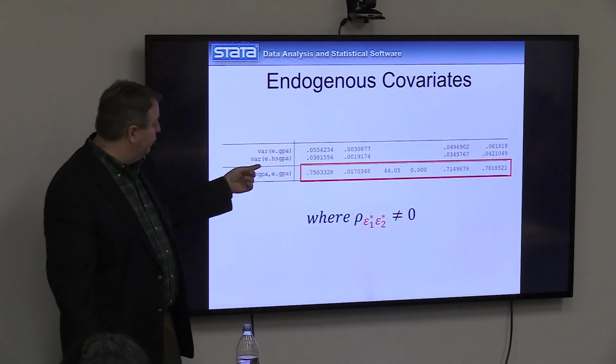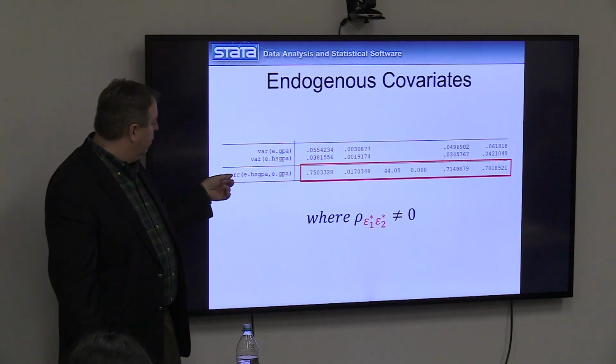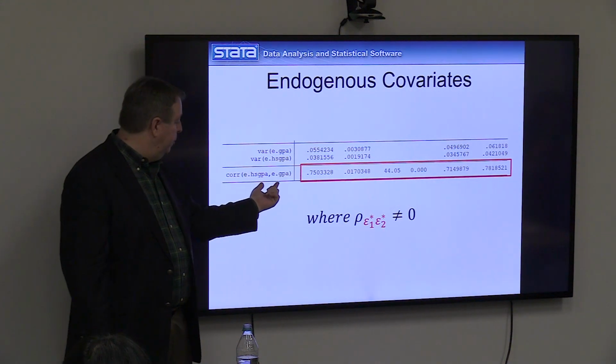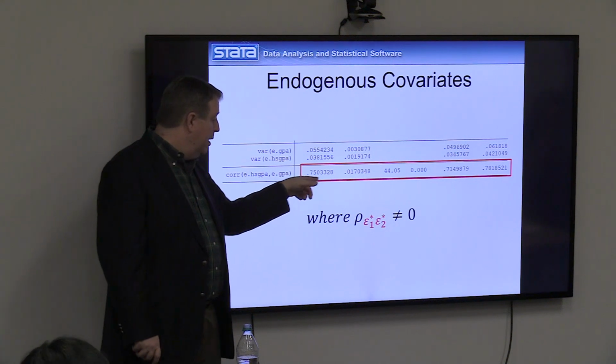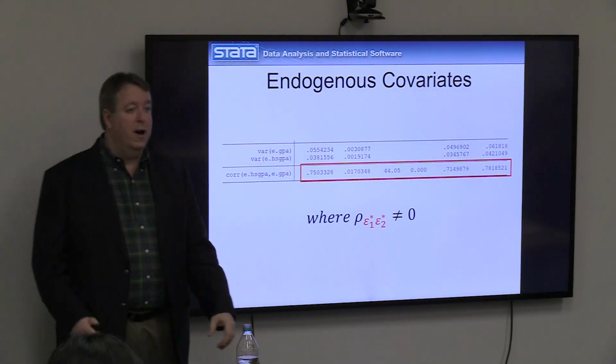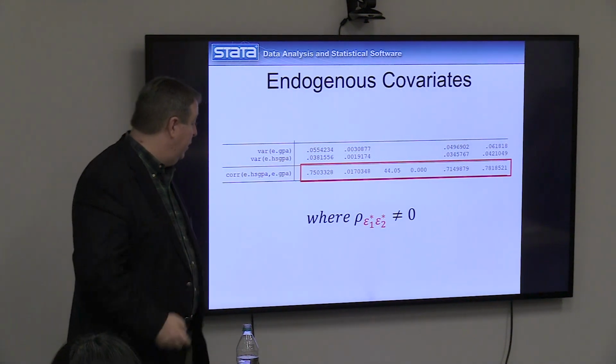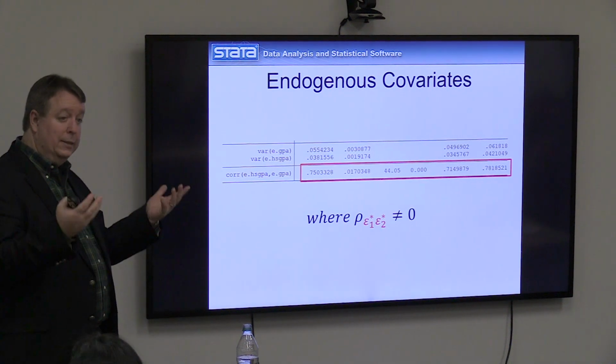So let's zoom in on this for a minute and we can look at this. The correlation between the errors for high school GPA and college GPA, that correlation is 0.75. Okay? That's a pretty high correlation in terms of its effect size.